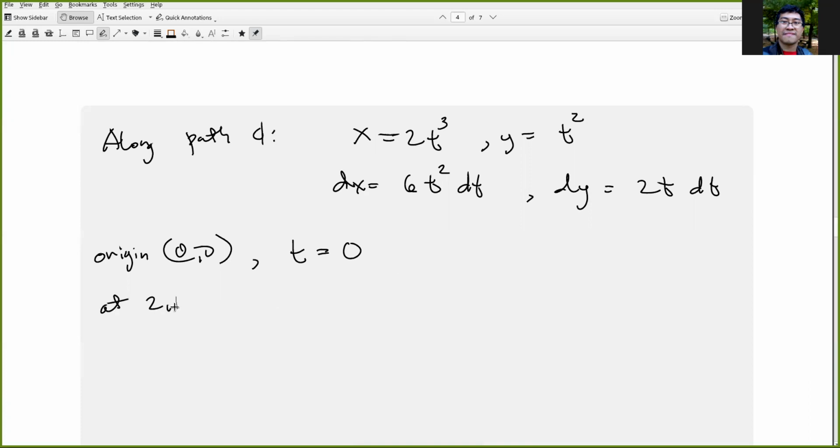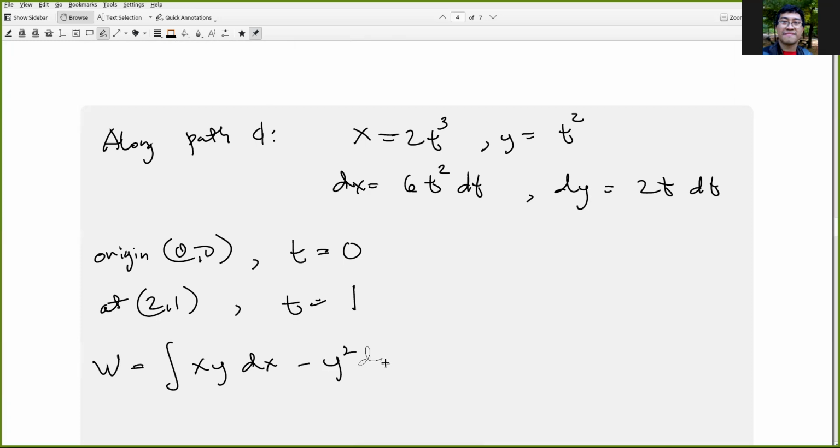At 2, 1, what should be the value of t? Find the value of t such that when x equals 2, you have this expression. If y equals 1, you have this expression. So when y equals 1, t is 1. When x equals 2, t is also 1. So we have t equals 1. So our work, xy dx minus y squared dy.